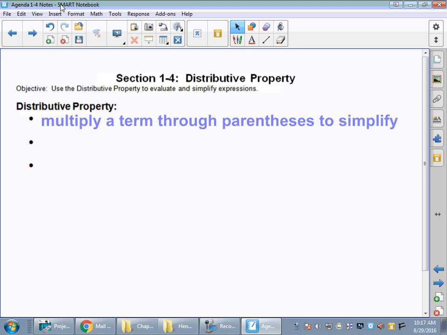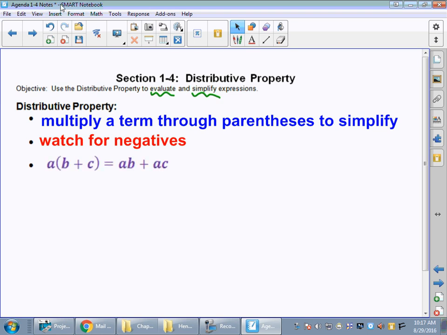But first of all, distributive property is when we multiply a term through the parentheses, and that's part of simplifying. Notice our objective is using the distributive property to evaluate and simplify. So when we're talking about simplify, we're going to talk about combining like terms, and we talked about terms previously. Please make sure you watch for negatives. Those seem to be the things that throw everybody off, if there's going to be anything.